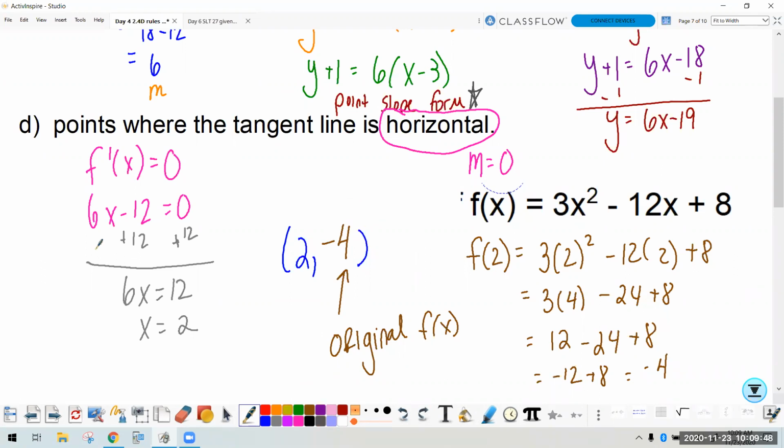This is the process you're going to practice on the homework that's due Wednesday.